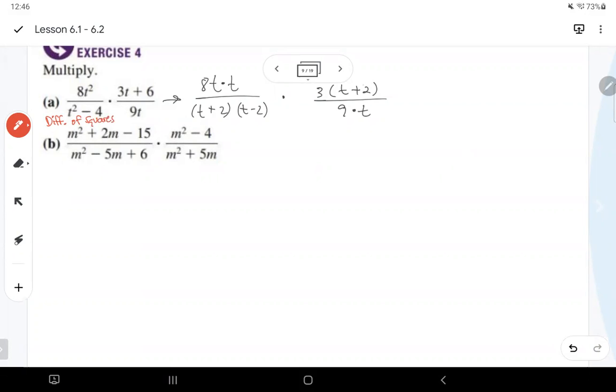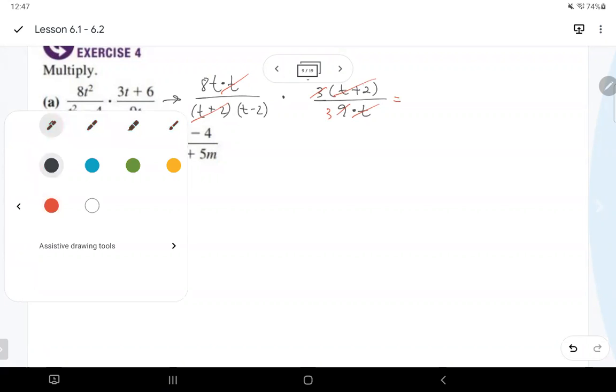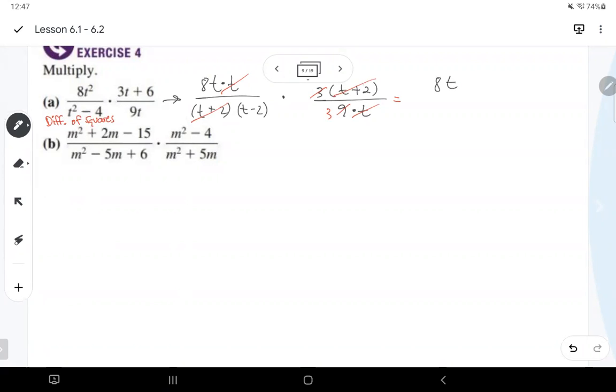So then you split the variable and then it's just plus or minus whatever the square root is. Okay, so the t's cancel here, the t plus 2 cancel here, and the 3 goes into 9 3 times. So your answer here is 8t on top, and then 3t minus 2 on the bottom. Right.